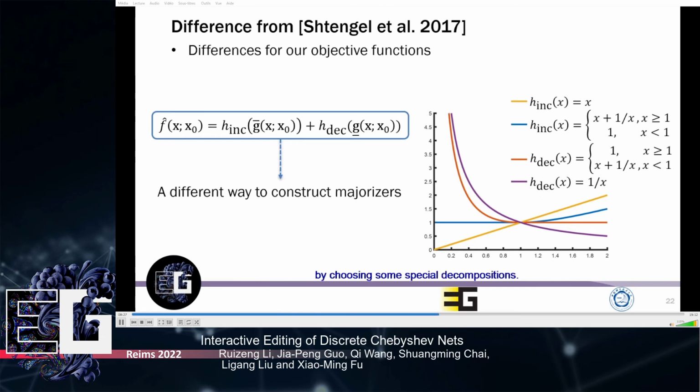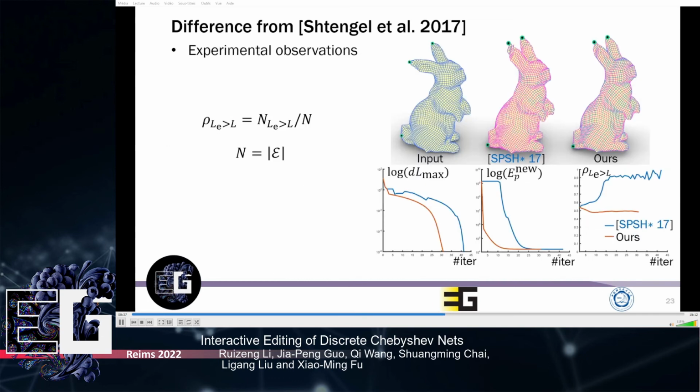Actually, our method can have the same majorizer as Stangle et al.'s by choosing some special decompositions. But by choosing different decompositions, our method provides a different way to construct majorizers.